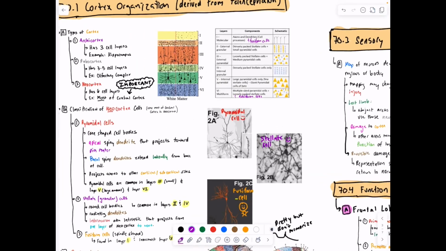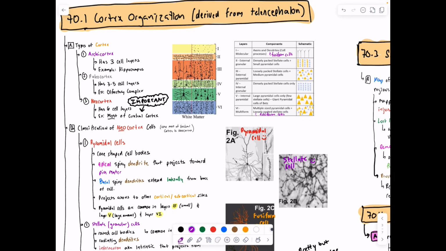So we have cortex organization. Basically, we're looking at the organization of the cortex based on cell layers. And so we have 3 different categories. We have archicortex, which has 3 cell layers. An example would be the hippocampus. Then paleocortex has 3 to 5 layers, and the olfactory complex is an example of that. And then the important one is the neocortex, which has 6 layers, and this is most of the cerebral cortex. So we're going to talk about the neocortex today because this is most of the cerebral cortex.